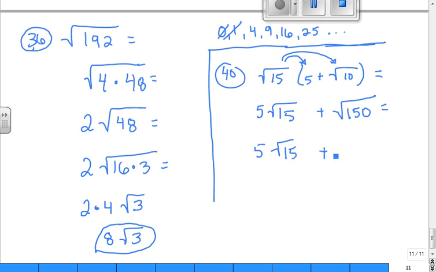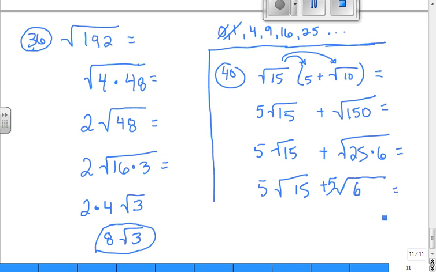Let's see if we can simplify the square root of 150. I see something that goes in there, 25. 150 is 25 times 6. So I have 5 square root of 15 plus the square root of 25, which is simply 5, times the square root of 6.